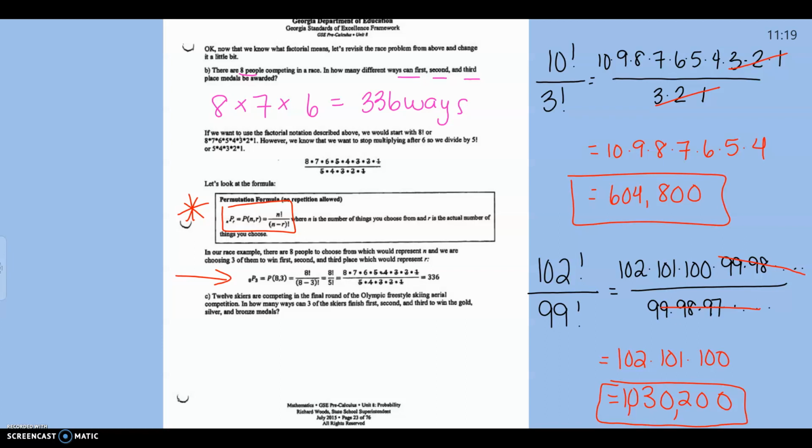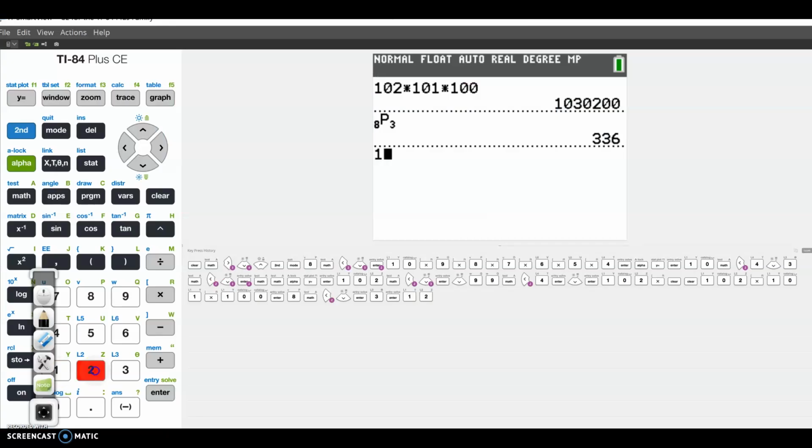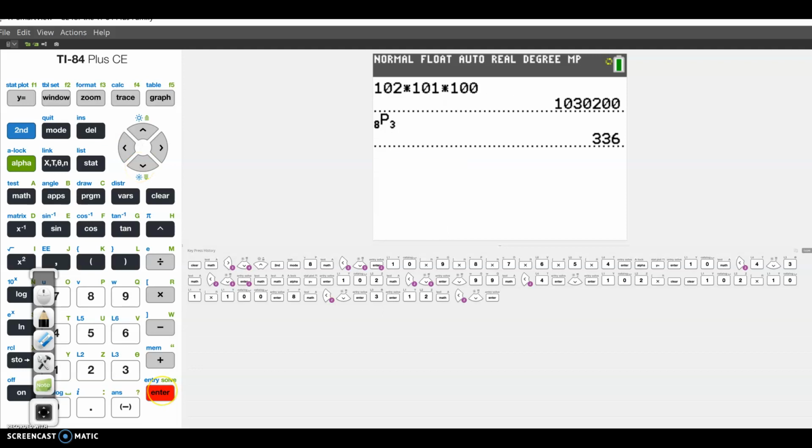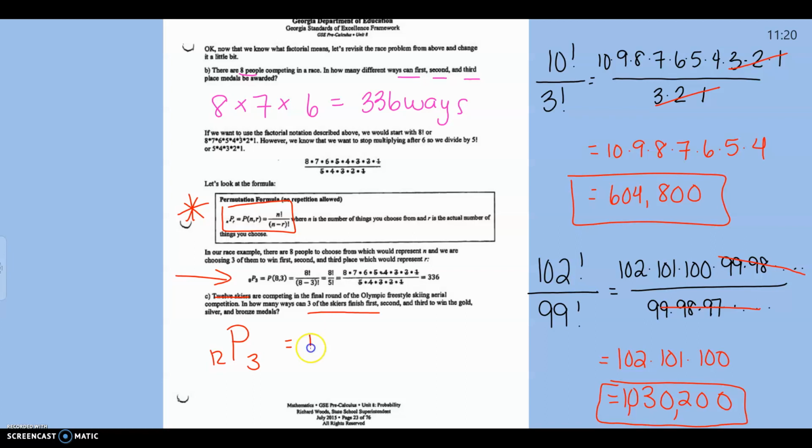So look at C. It says 12 skiers are competing in the final round of the competition, and how many ways can 3 of these skiers finish first, second, and third? So what we're worried about here is the order matters, because remember we're finishing first, second, or third place, so we have permutation. You have 12 skiers, and you're picking 3 of them. So if we're doing 12 pick 3, we're going to do 12, math, arrow over to probability, 12 P 3, and enter. And I'm going to get 1,320. Okay, and y'all, that's how you're going to do every permutation problem.